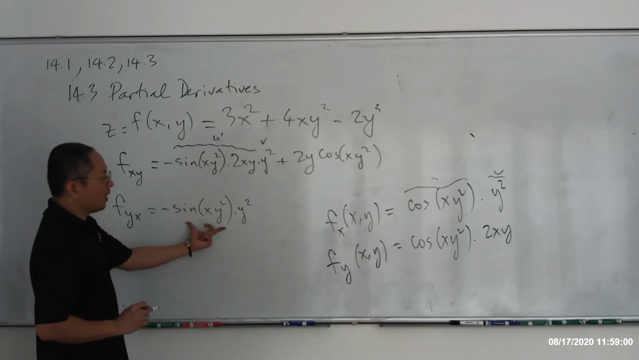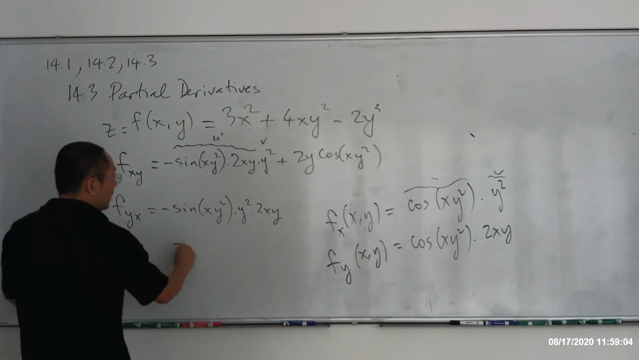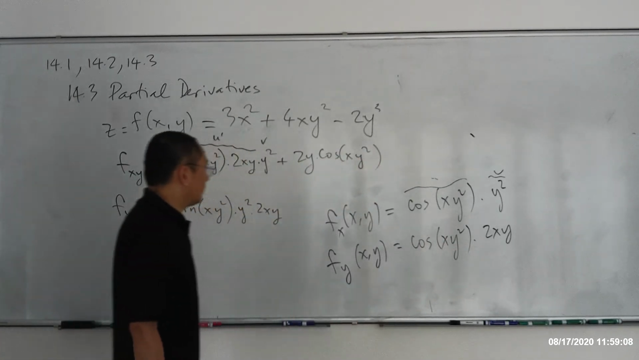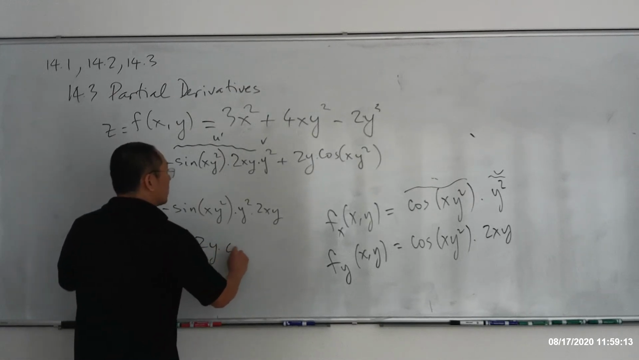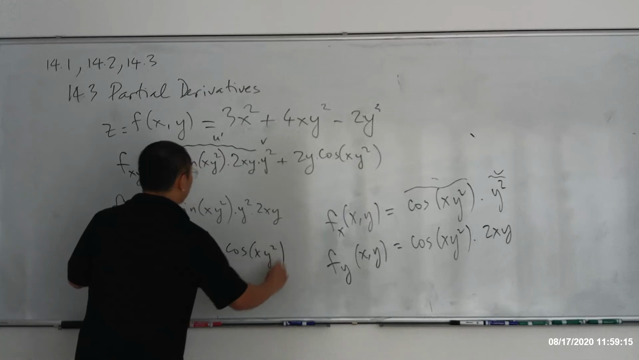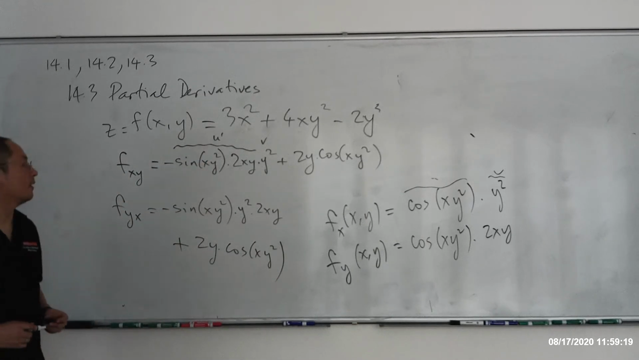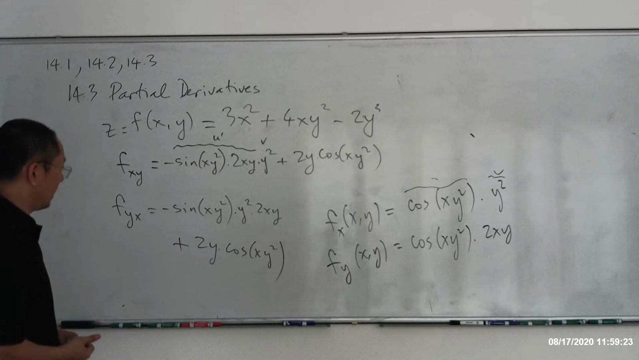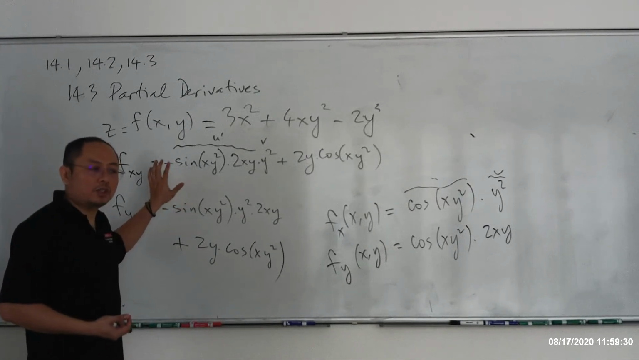And this is my u prime times the v, which is times 2xy. And then plus the derivative of the second part times the first. The derivative of 2xy in terms of x is 2y, times cosine of xy squared. And you see that fxy really equals fyx after simplifying. I just want to convince you that the theorem, Clairaut's theorem, actually works for a continuous function. Be careful with the power rule and the chain rule.